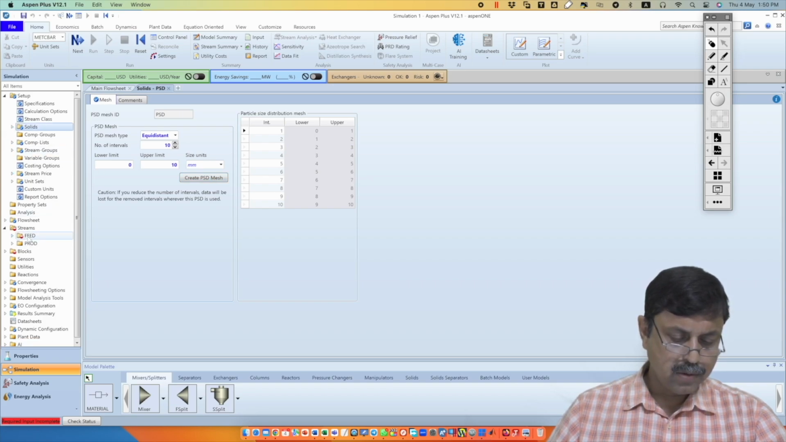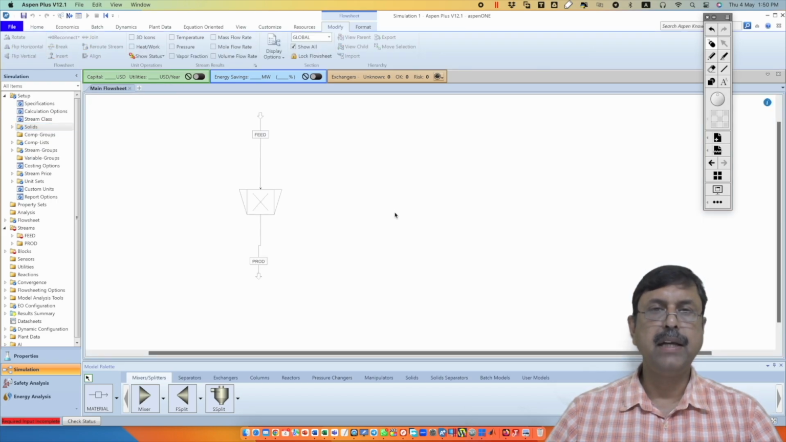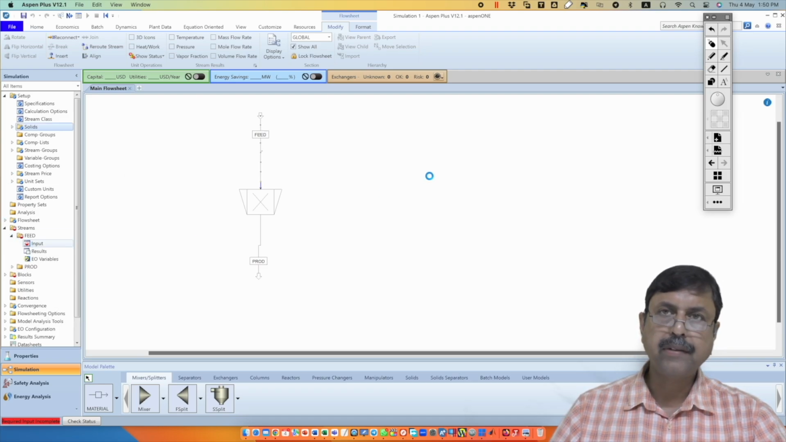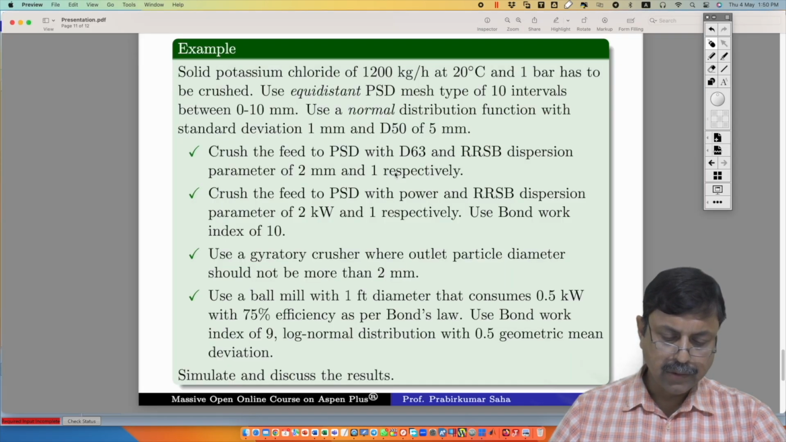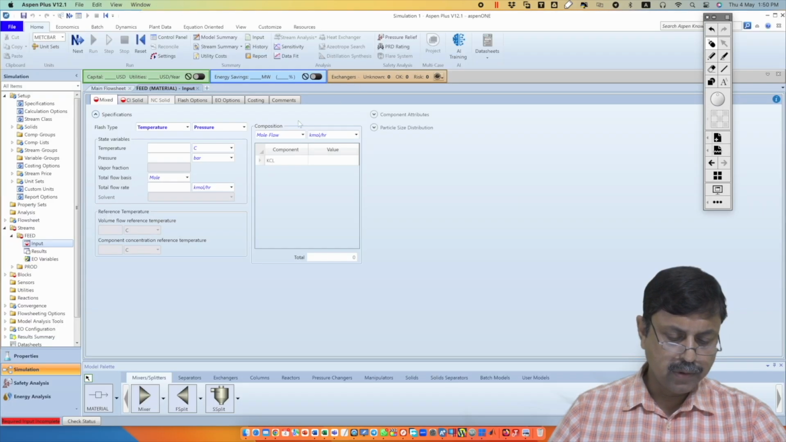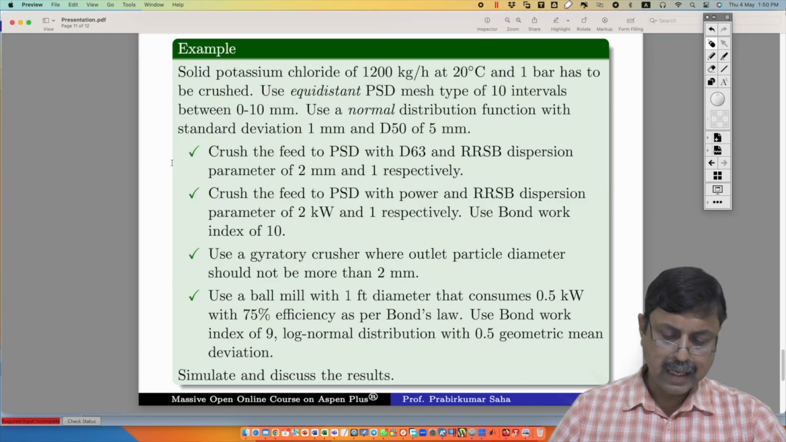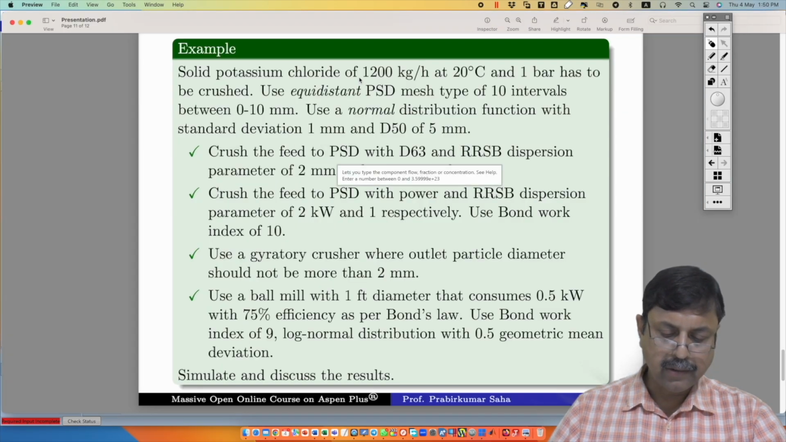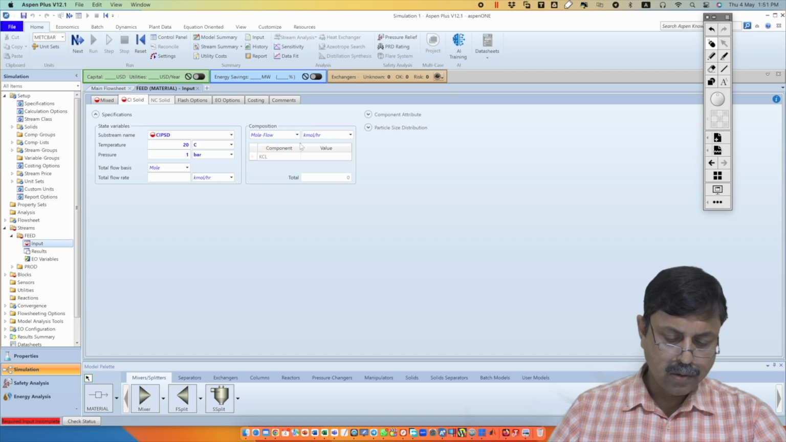Now you are ready to feed in the data. So go to feed. Here the data has to be given. What is the feed? Feed is solid potassium chloride. So we do not have any mixed feed, we have solid. And its temperature is 20 degrees centigrade, 1 bar pressure. So it is 20 and 1 bar. And the mass flow rate is 1200 kg per hour. So we choose mass flow, which is 1200.